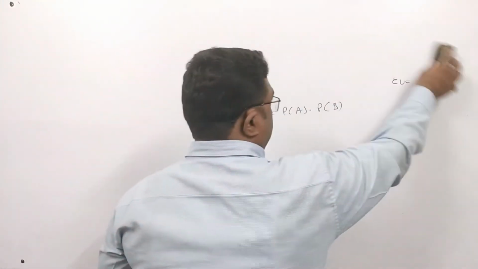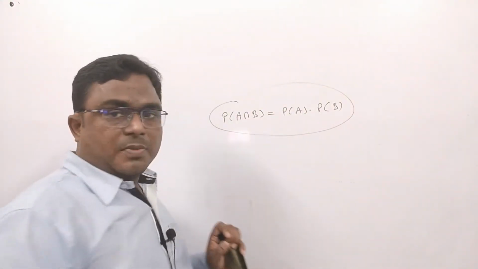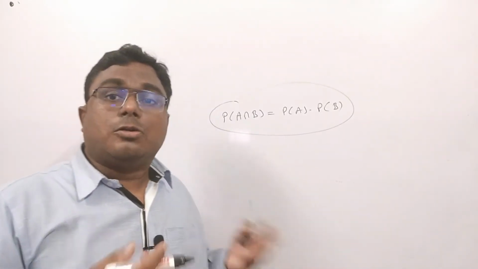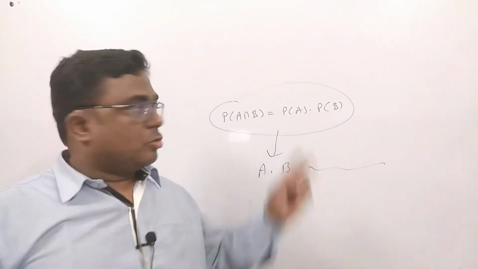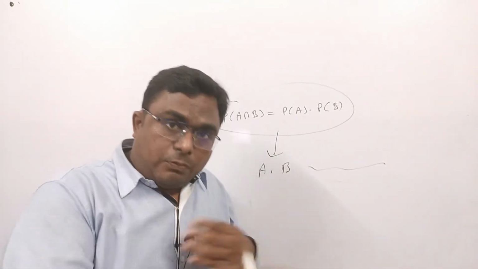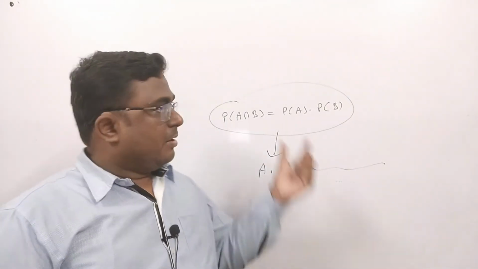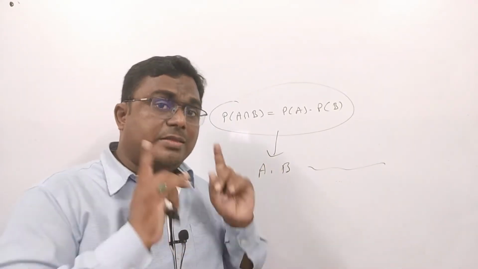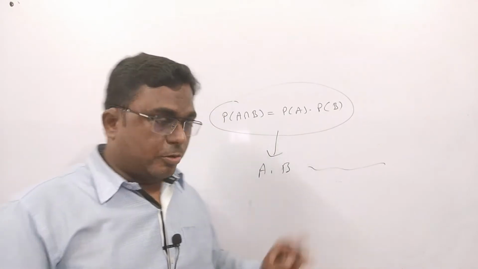Okay, so if sometimes in any question this condition gets satisfied, then what will be the conclusion? The conclusion will be that A and B are independent. So this formula can also be used as a testing tool for whether the given events are dependent or independent. If this condition is satisfied, in that situation we will say that A and B are independent. Okay.